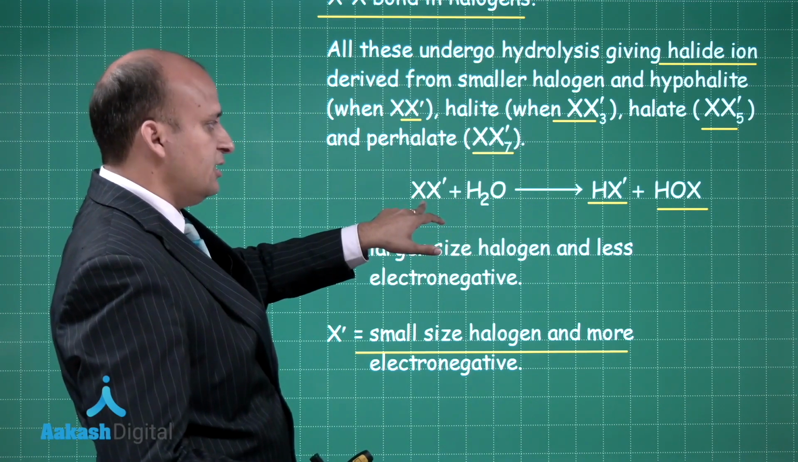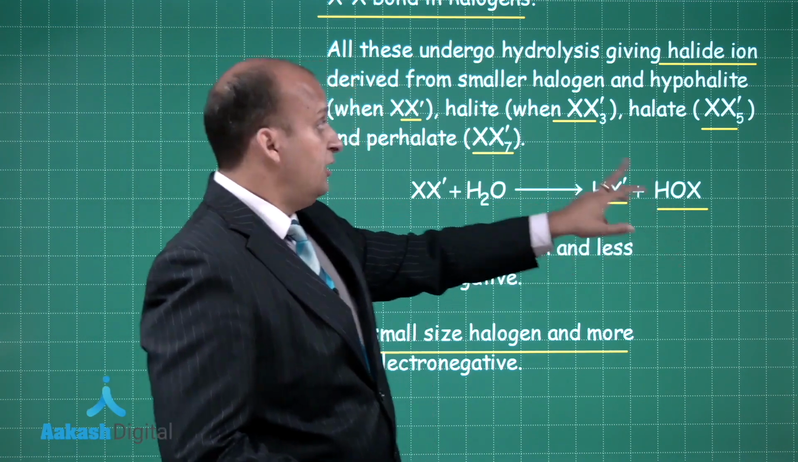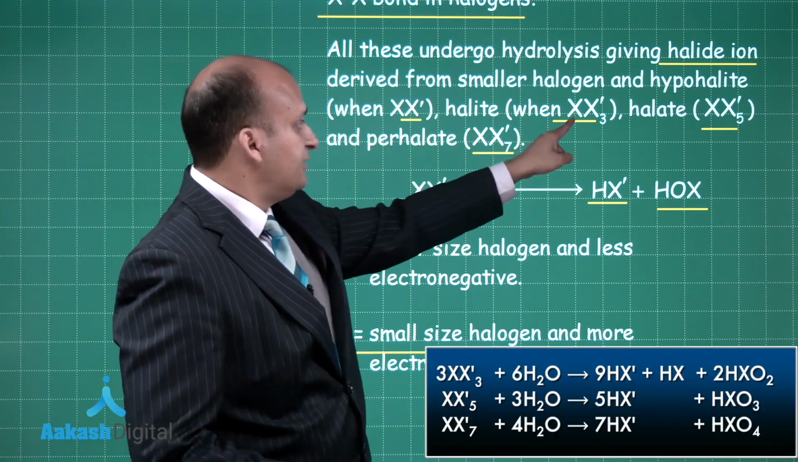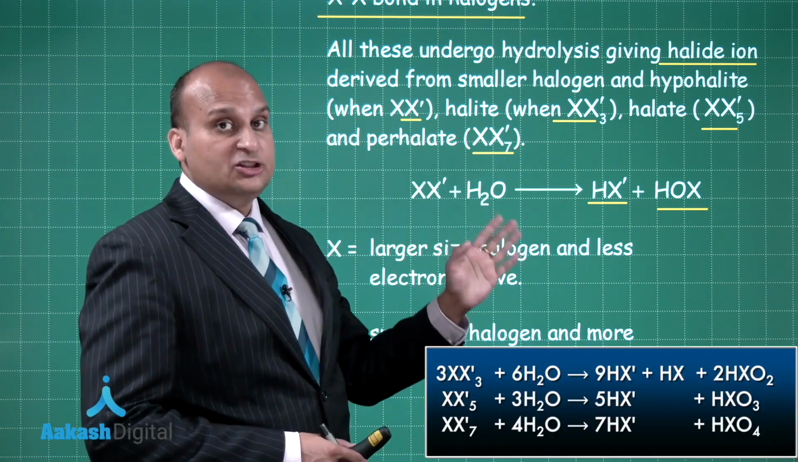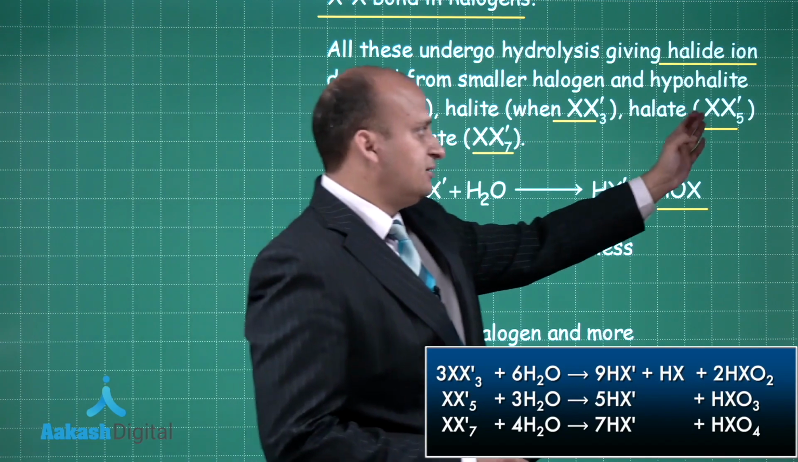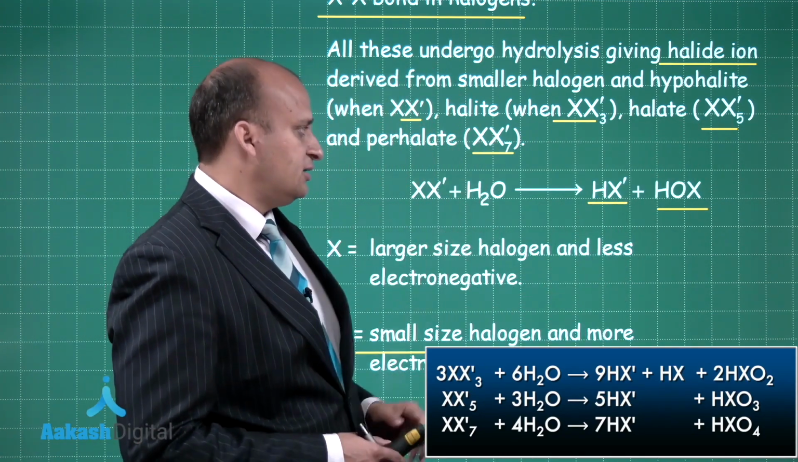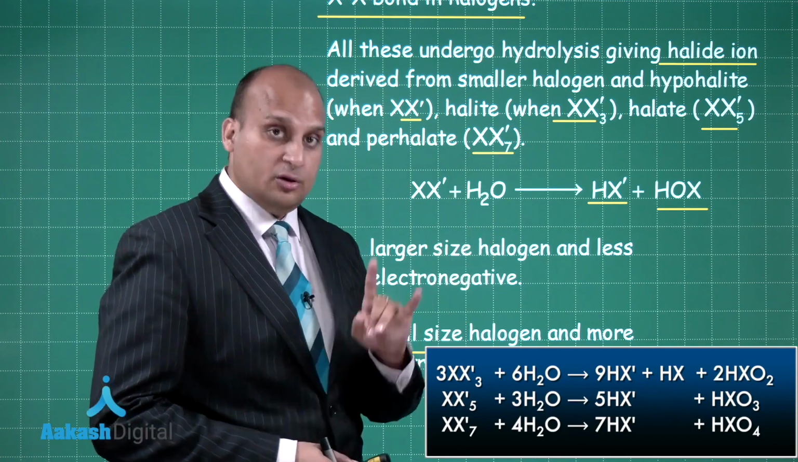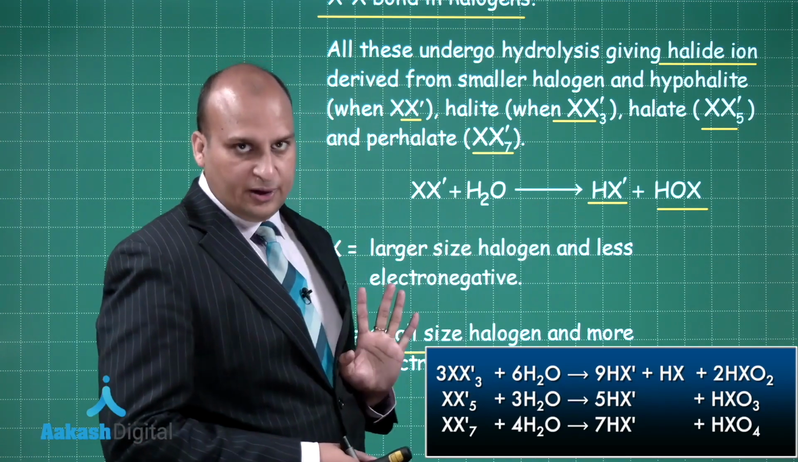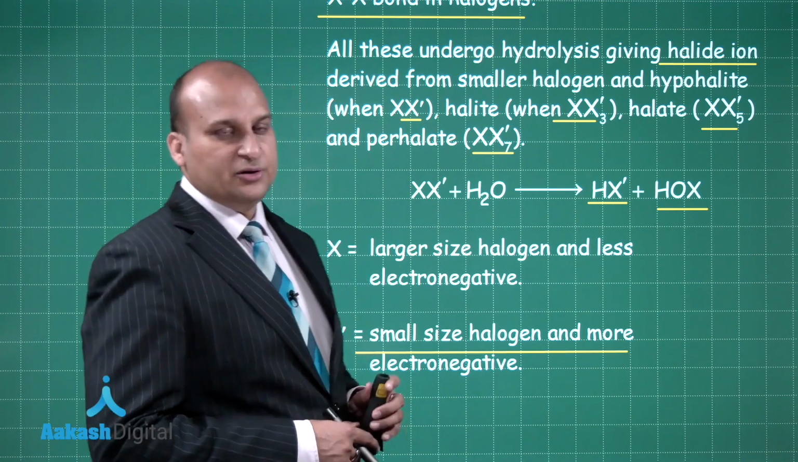Over here I am taking XX', so I am getting HOX. If you take XX'3, then you will be getting HXO2. XX'5 will get HXO3. XX'7 you will get HXO4 apart from HX. Okay, fine. This is very important for you.